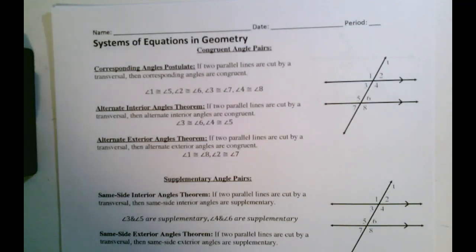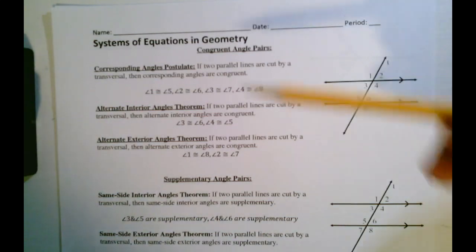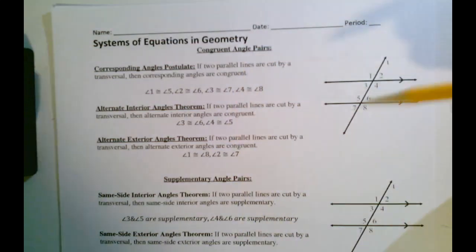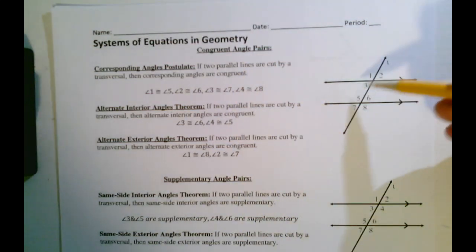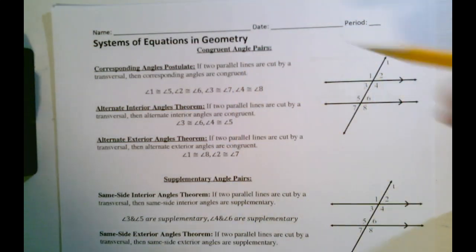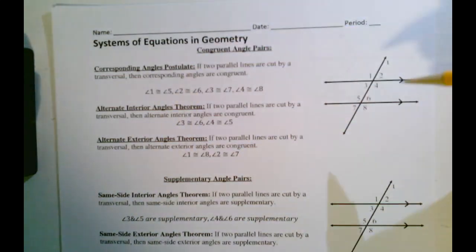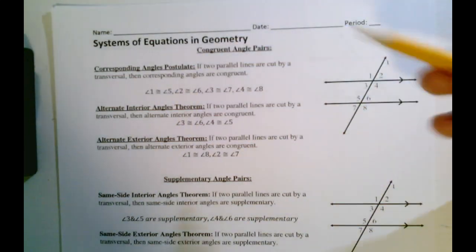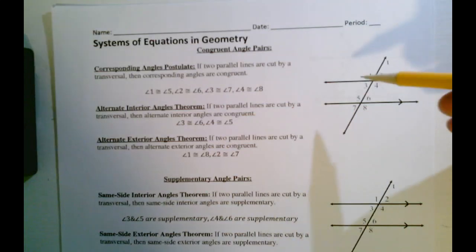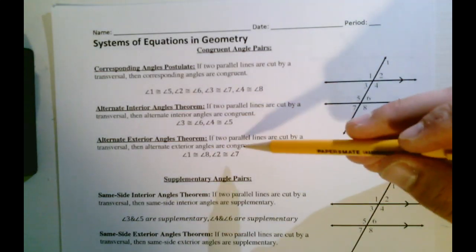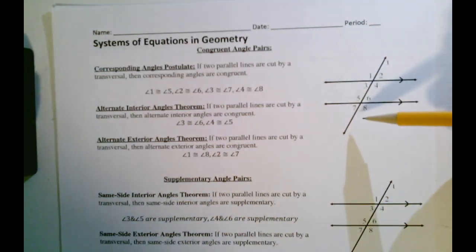Okay, so at this point you've learned elimination and substitution as ways of solving a system of equations. Today we're going to talk about how those apply to geometry concepts. We have this idea of congruent angle pairs with a set of parallel lines cut by a transversal, things like corresponding angles, which could be like 1 and 5, alternate interior angles, which could be like 3 and 6, and alternate exterior angles, which could be like 1 and 8.